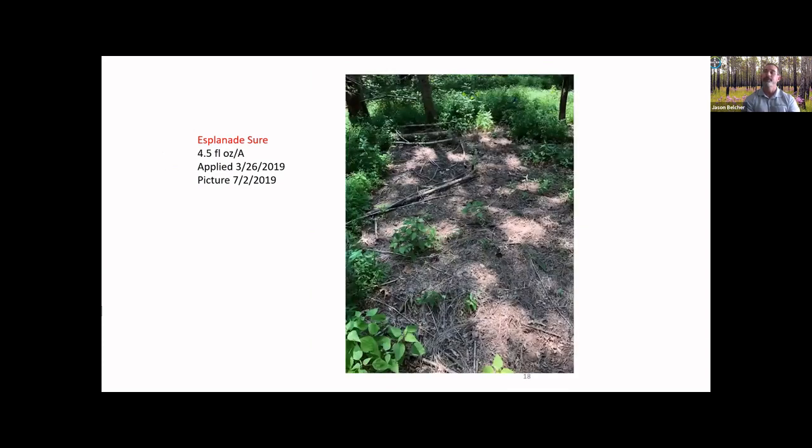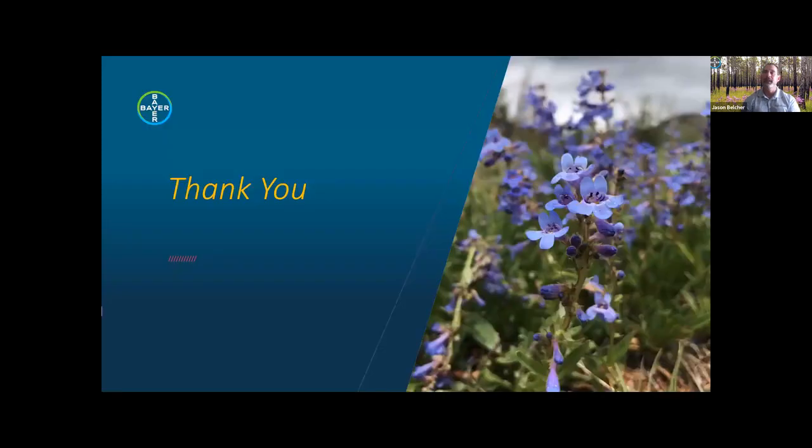And then at 4.5, again, I think just a really nice shot there of how much stiltgrass is around it and in the back, but really a clean bed there. And so I think it has a good fit, and all these products have a good fit on some of the invasive species. And hopefully in the future, we'll have some more work done with Esplanade and Esplanade Sure on some of these newer emerging grasses that are a problem. So I think that about wraps me up. And if we have time for questions, I'll be glad to take them. If not, I'll stick around until the end.